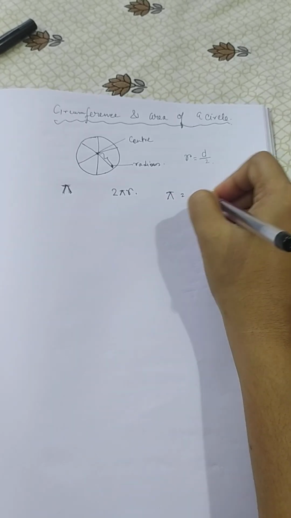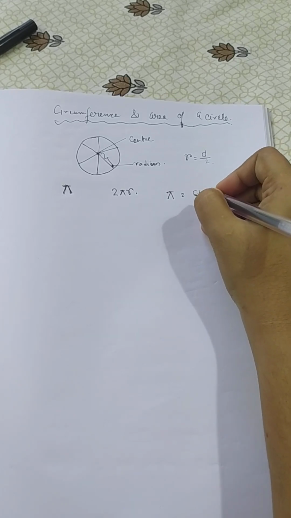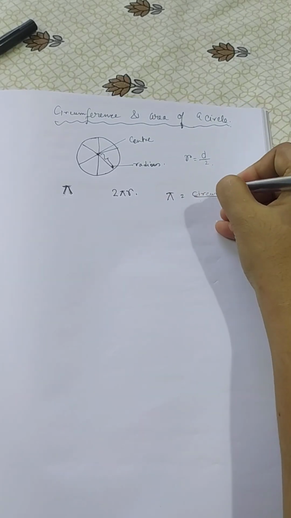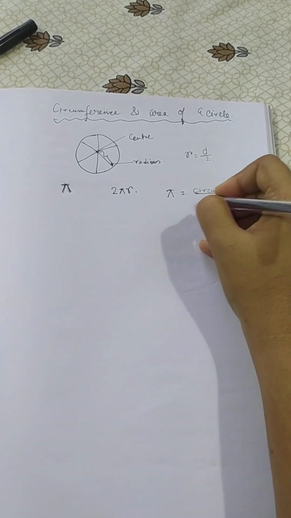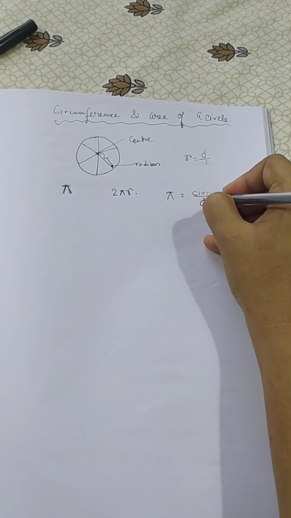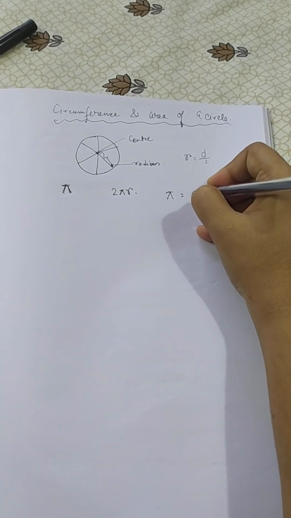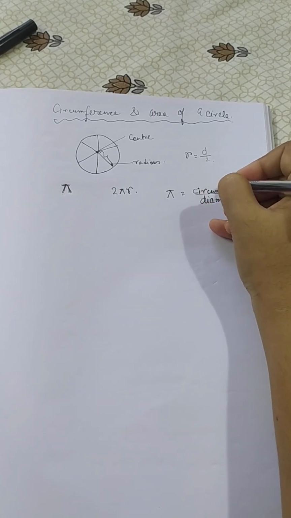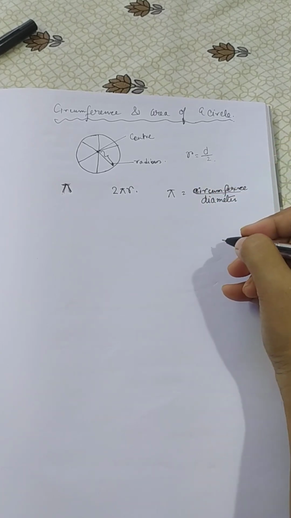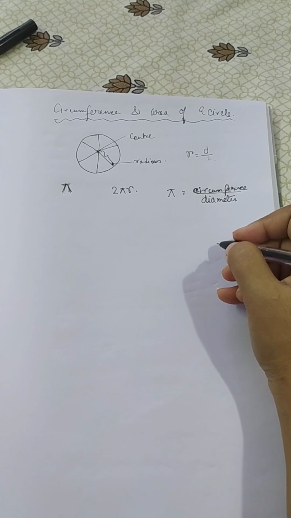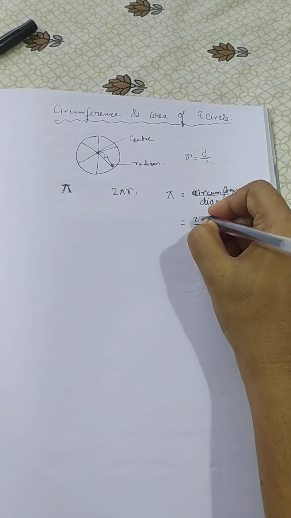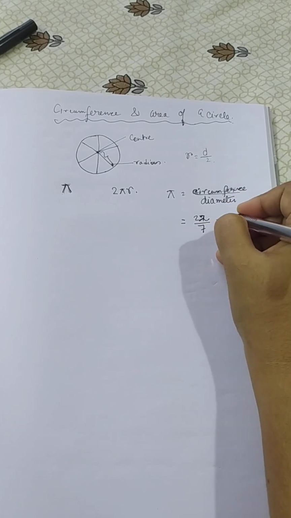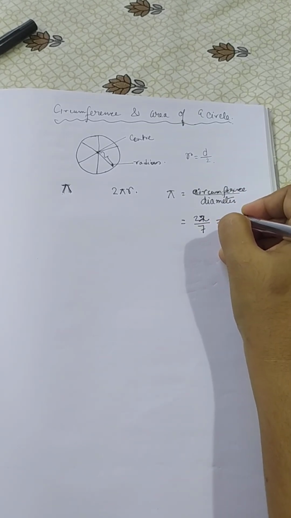So pi is nothing but the circumference and diameter ratio, and as it is a ratio, obviously it will have no unit, but pi has a value of 22 by 7, that is 3.14, right?